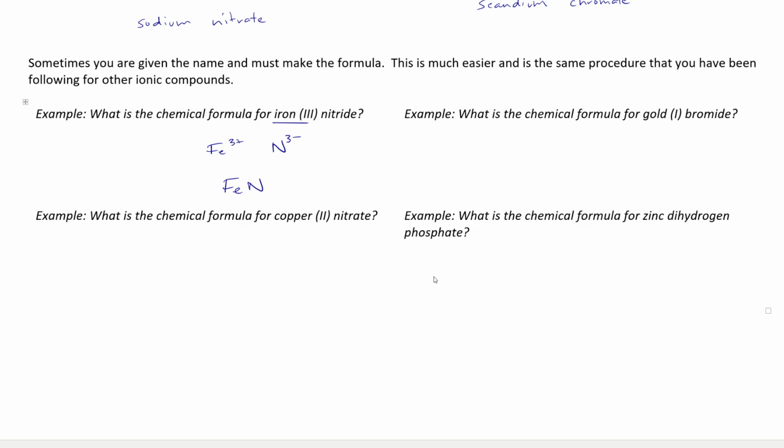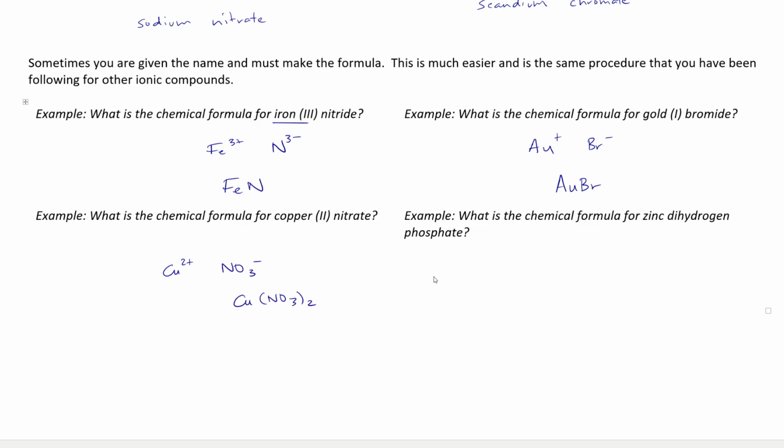What is the chemical formula for gold 1 bromide? Again, gold would have the 1 positive charge. Bromide has the negative charge, so one of each results in a neutral ionic compound, and AuBr. Copper 2 nitrate, 2 coppers. Nitrate as a complex ion has a charge of -1, so it looks like I'll need 2 nitrates, and you end up with Cu bracket NO3 2.